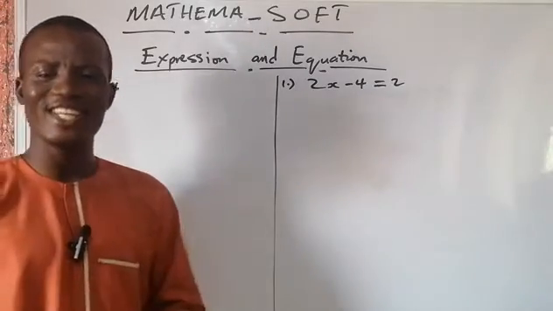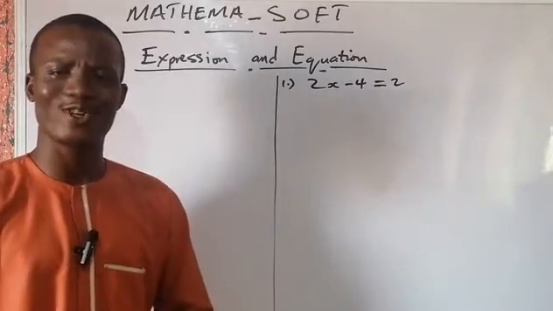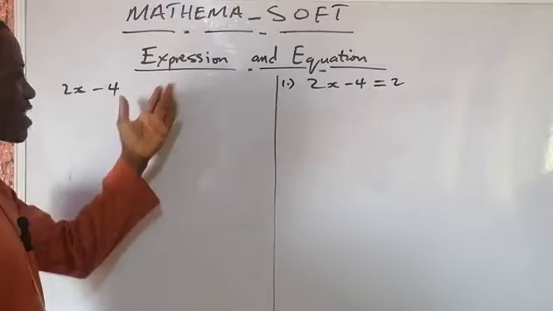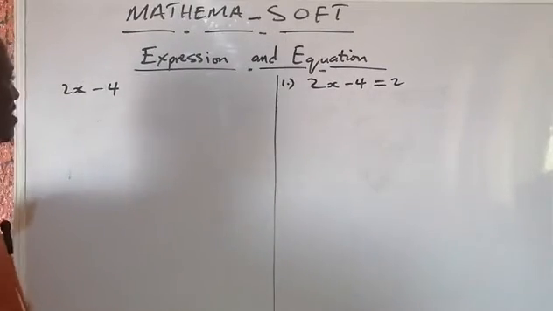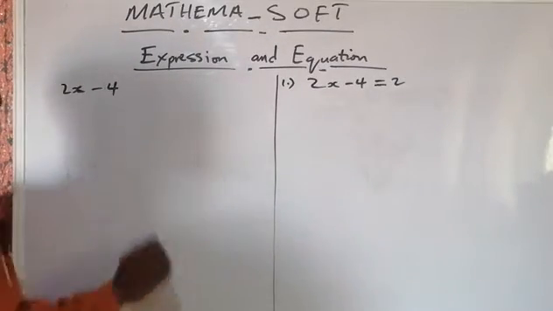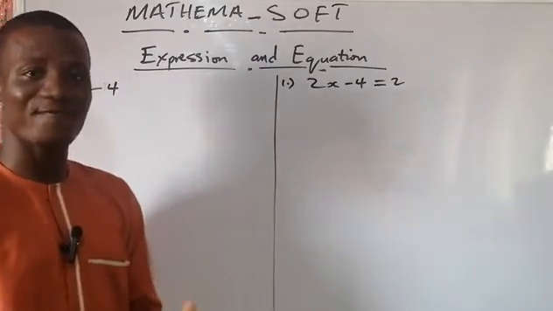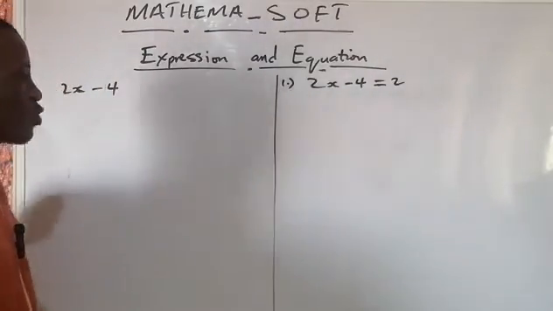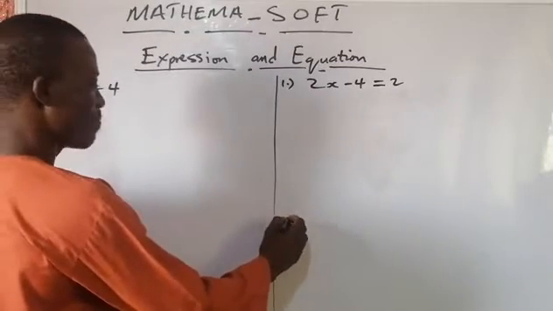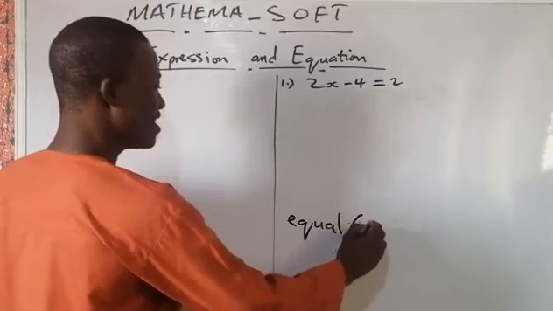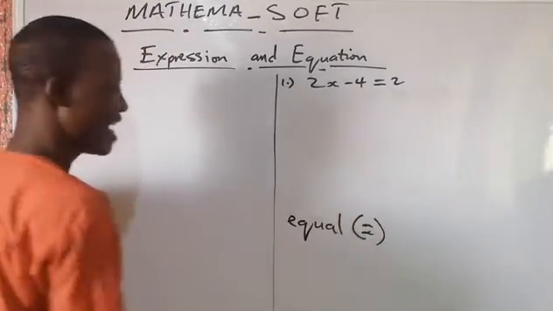Today, I'll be explaining the difference between an expression and an equation. Follow me. In an expression, the major thing is there will not be an equal sign, but in an equation, there will be an equal sign. In fact, when you look at the word equation, it simply comes from the word equal because you will always see an equal sign.